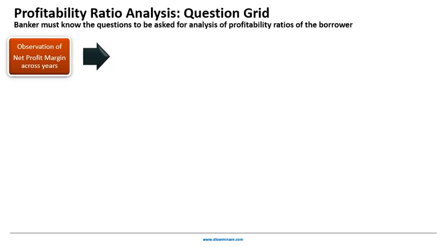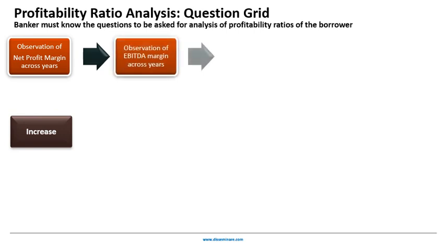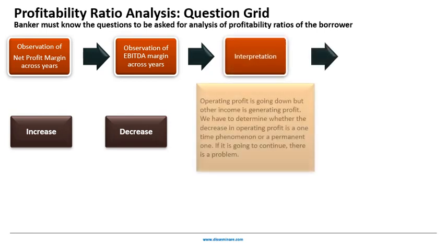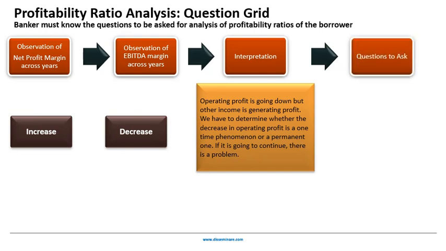In the first case discussed here, the net profit margin has increased year on year, but the EBITDA margin has shown a decrease for the corresponding years. The banker must interpret that operating profit is going down, but other income is generating profit. We have to determine whether the decrease in operating profit is a one-time phenomenon or a permanent one. If it is going to continue, there is a problem.